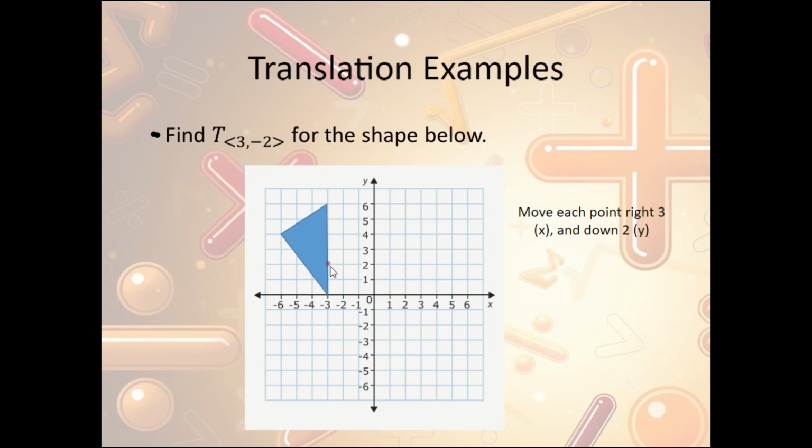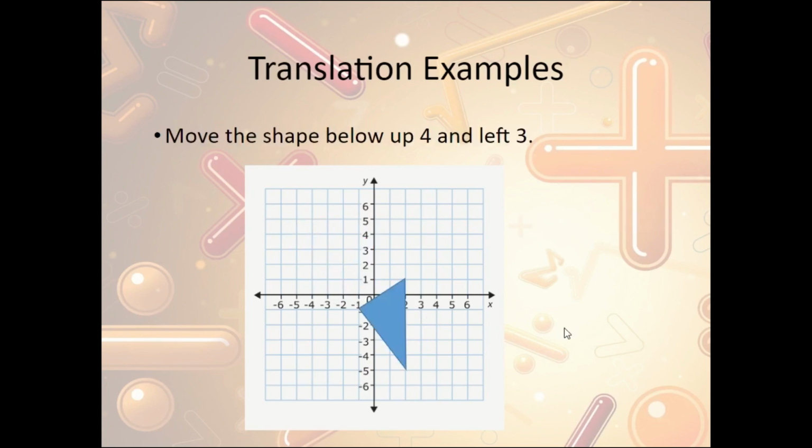And plot that point. Then we do it for this one: to the right 3, 1, 2, 3. Down 1, 2. And plot that one. Then this one: to the right, 1, 2, 3, and down 1, 2, right there. And notice when I create my triangle, I should end up with 2 triangles that are exactly the same, just slid over and down.